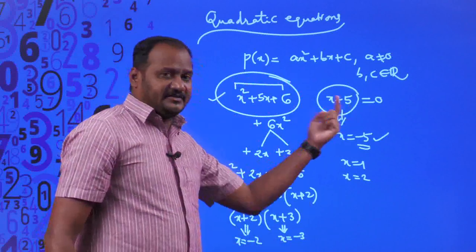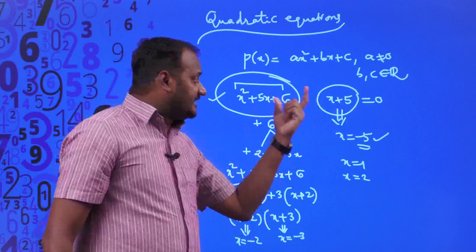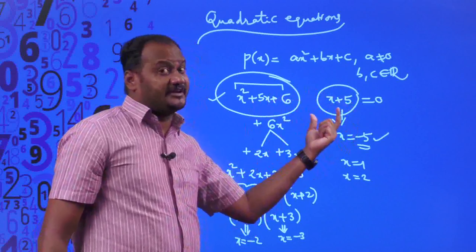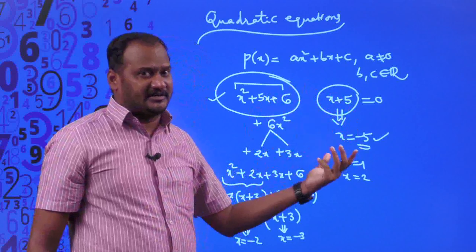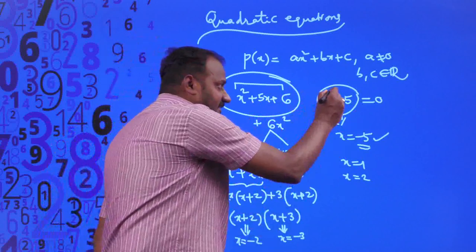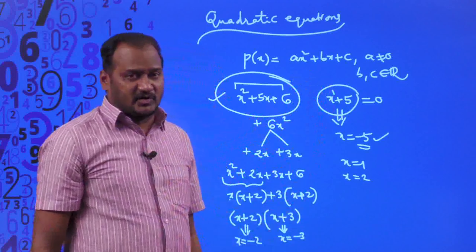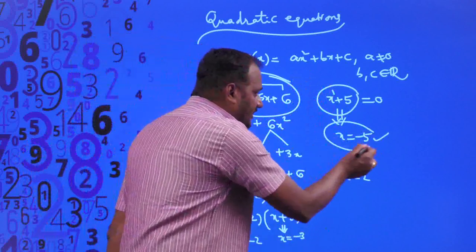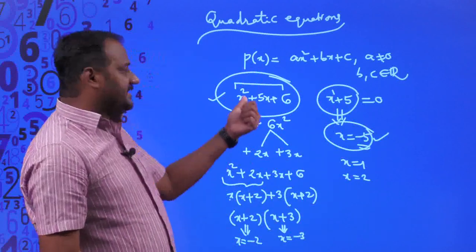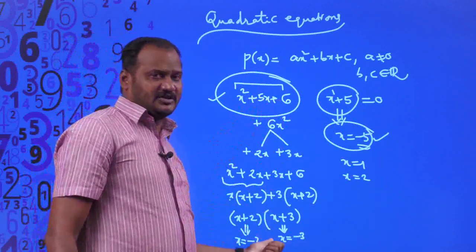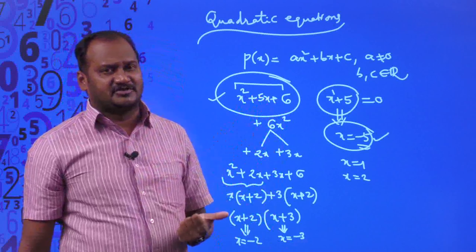Here x plus 5, there is a single expression, like it's a linear expression, and we are not talking about zeros of the polynomial, we are talking about only zero of the polynomial, because the degree of this polynomial is 1 since it is a linear expression. That's why it has maximum of 1 zero. But being a second degree polynomial, it has maximum of 2 zeros. Why am I using the word maximum of 2 zeros?